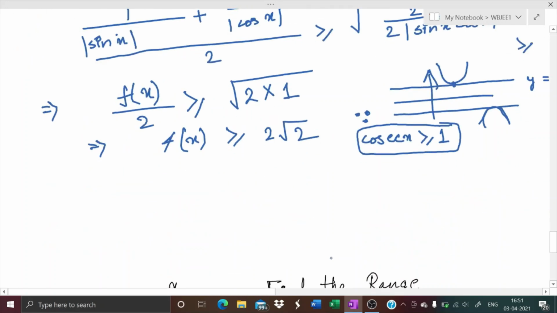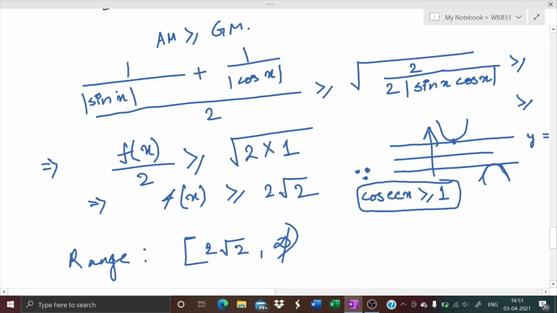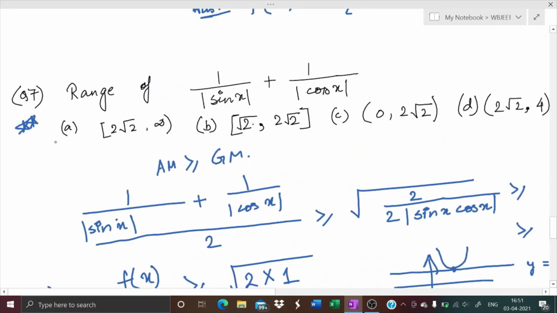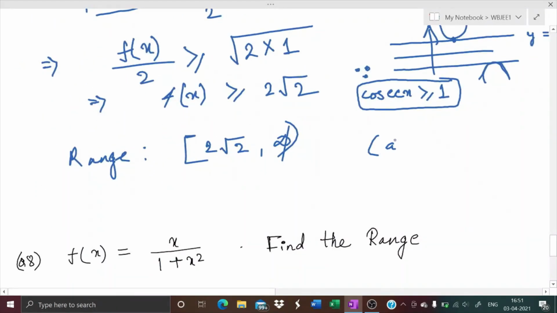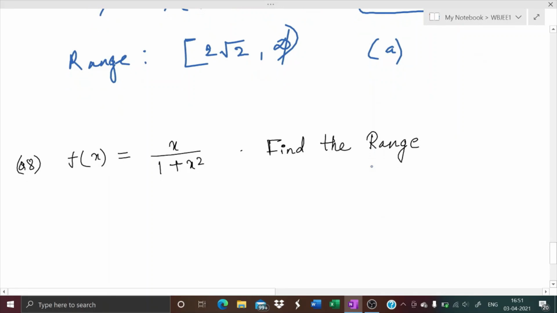Fine. So what would be the range? The range would be, it is greater than equal to. Okay, it is not strictly greater than, it is greater than equal to. So it would be from 2 root 2 to infinity. So option number A. Fine. Option A. Yes. Okay.